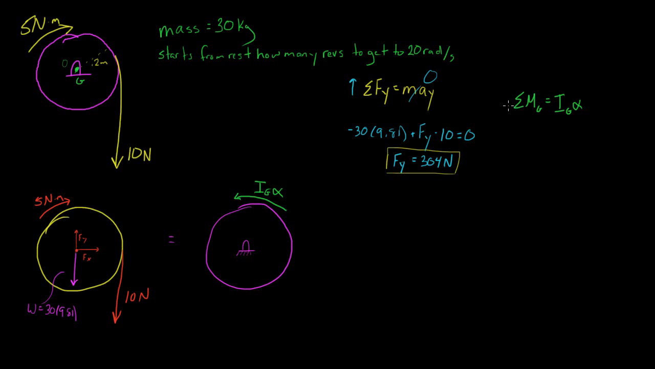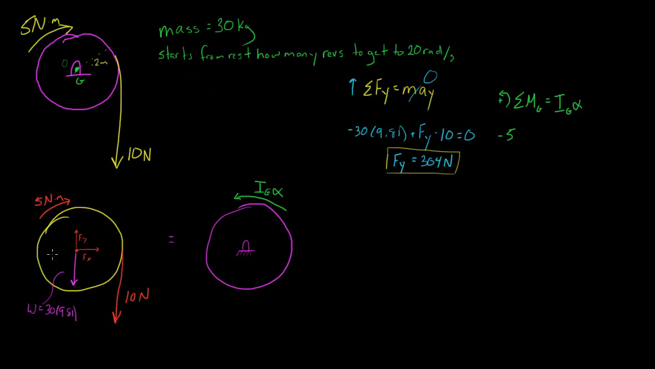So this way is going to be positive, and if we sum everything up, we're going to get a minus 5 Newton meters. The weight goes through the center. This reaction force in the Y goes through the center, so they don't create a moment on the system. But this 10 newtons doesn't go through the center, and it has a perpendicular distance of the radius of this disk, which is 0.2 meters.